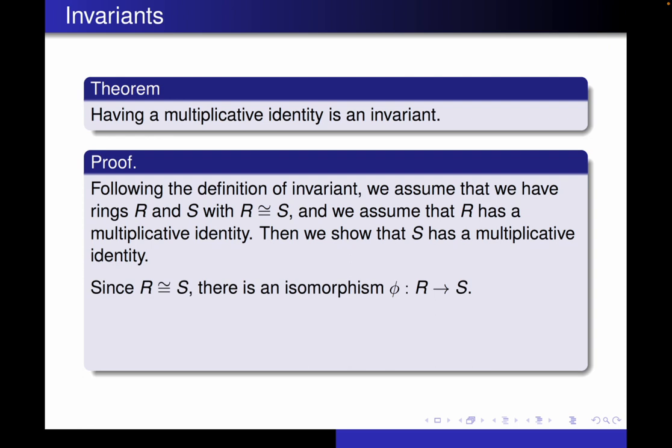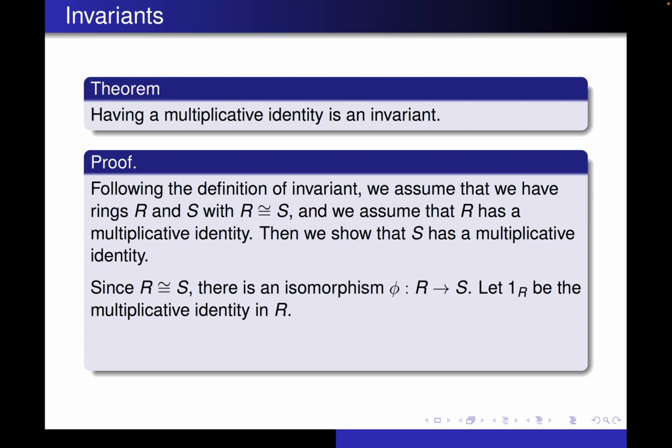So we know that R is isomorphic to S. That means there's an isomorphism phi from R to S. And since we're assuming that R has a multiplicative identity, we're going to let 1_R be the multiplicative identity in R. Now, one of the things that we may be asking is, okay, we want to show that S has a multiplicative identity. What do you think that multiplicative identity is going to be?